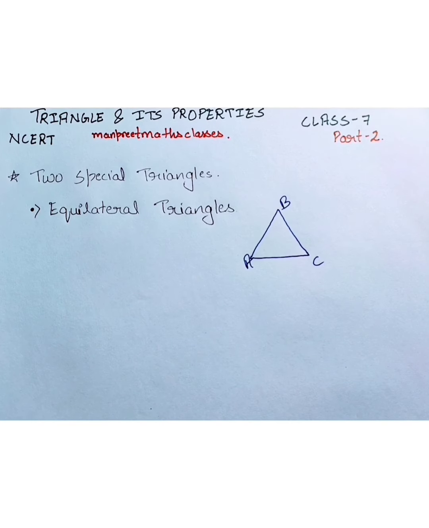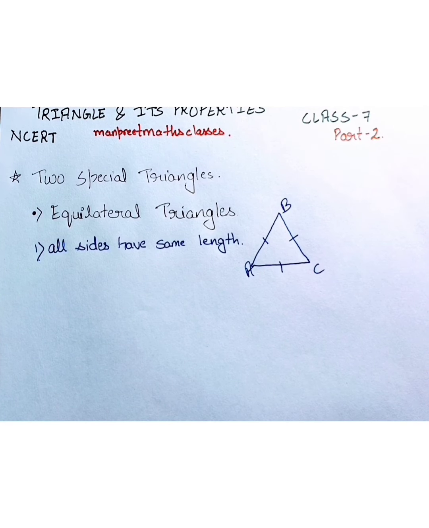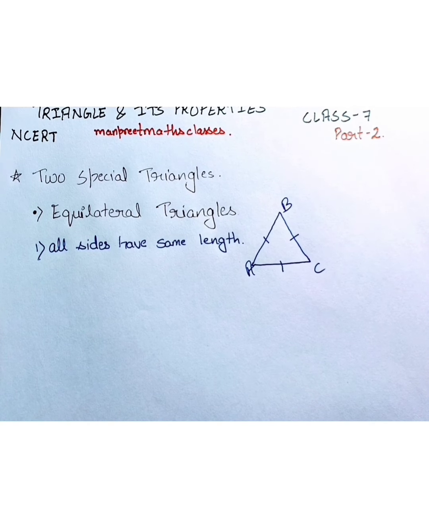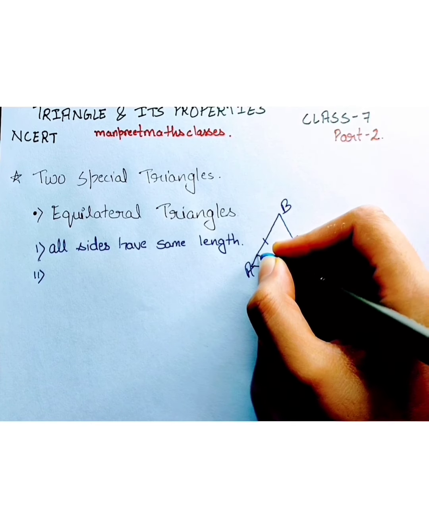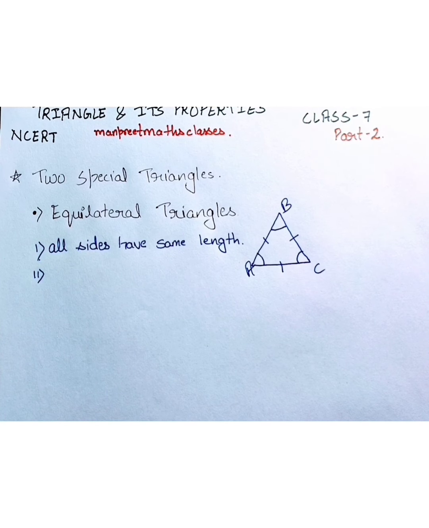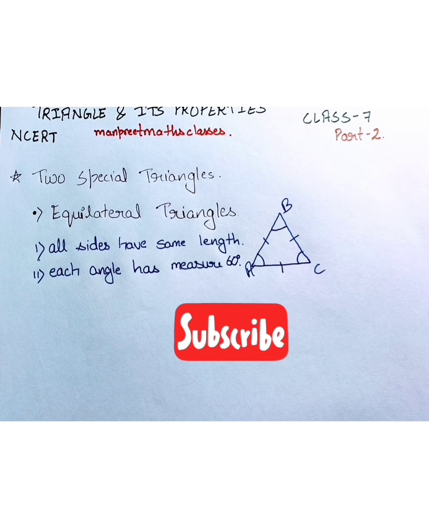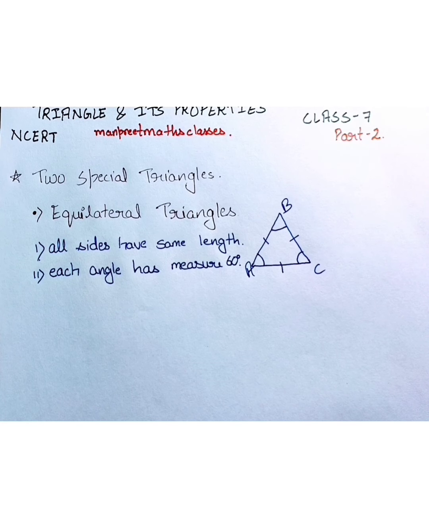As I have made a triangle here and named it ABC, we'll study how we can say that a given triangle is an equilateral triangle. The first property of an equilateral triangle is that all sides have the same length. Second, each angle of an equilateral triangle measures 60 degrees. That is, the measure of each angle is 60 degrees. So we studied the equilateral triangle. What are its properties? All sides have the same length. Second, each angle measures 60 degrees.